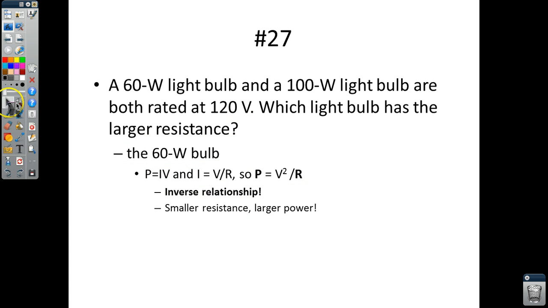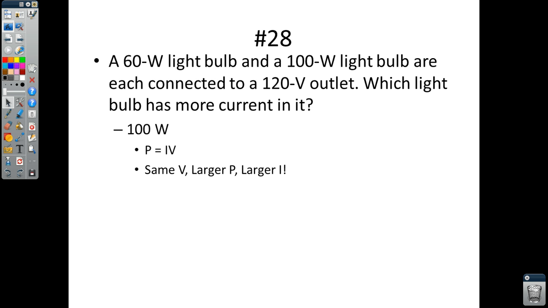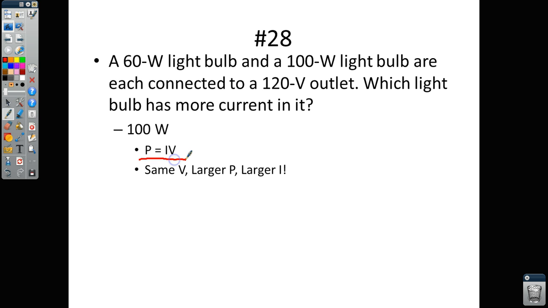For number 28, says a 60-watt light bulb and a 100-watt light bulb are each connected to a 120-volt outlet. Which light bulb has more current in it? From the equation P is equal to IV, we see we have the same voltage, so we should have a larger power, and therefore we have to have a larger current. So that one has to have more current in it.